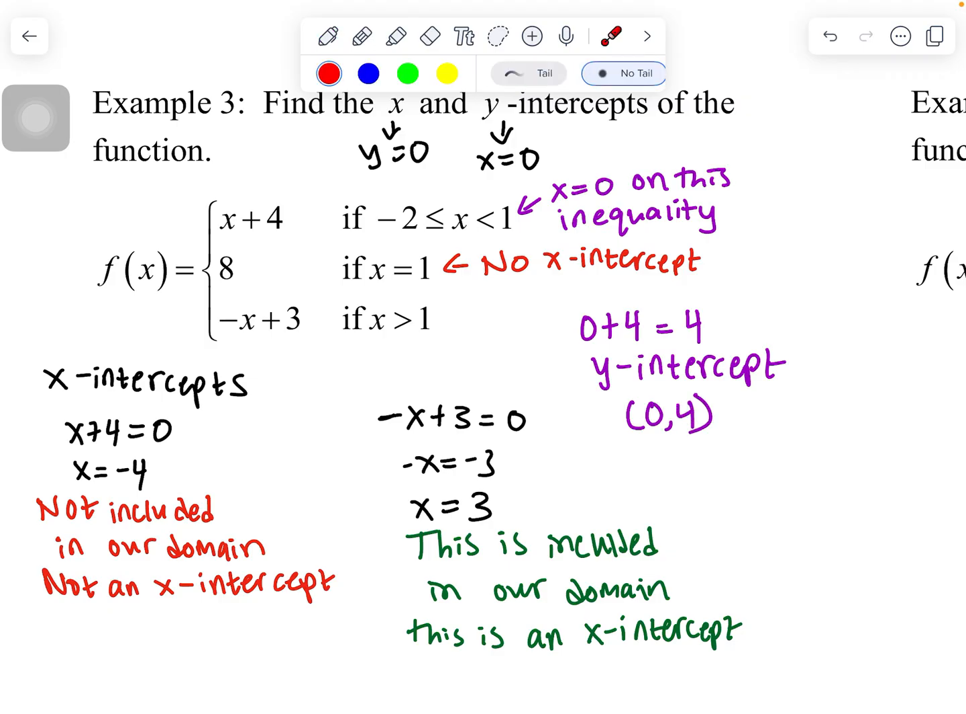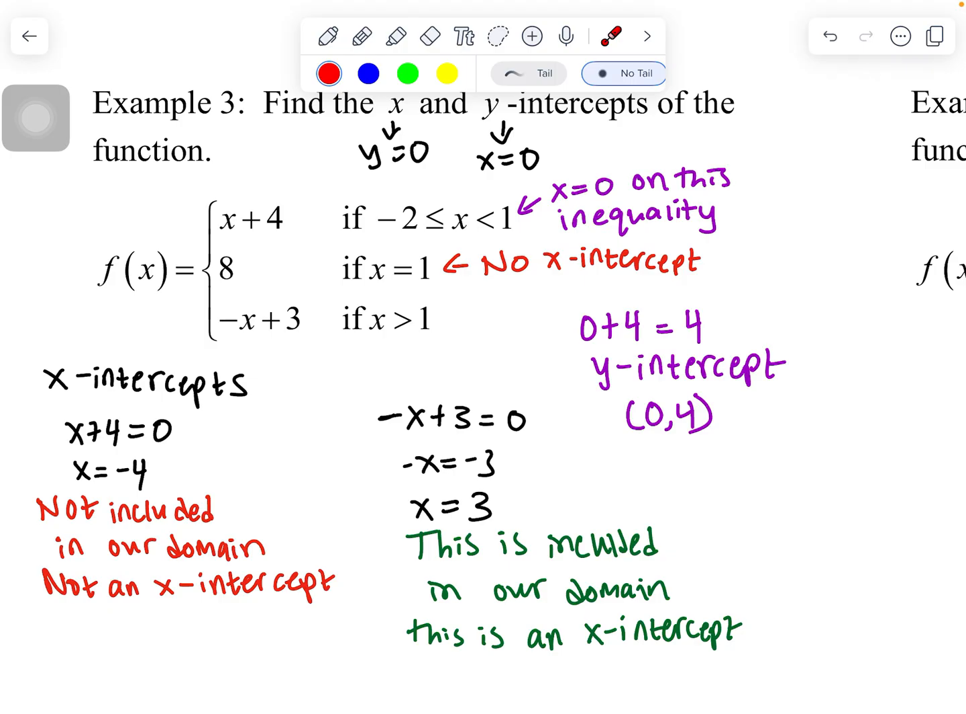For the y-intercept, we only have to find one thing. We don't have to plug it into all three of the pieces, or all of the pieces that we have, because we could have more than 3 or less than 3. For the y-intercept, just figure out which inequality includes the 0, and that's where your y-intercept is going to occur. So that's how x and y-intercepts are found with a piecewise function.